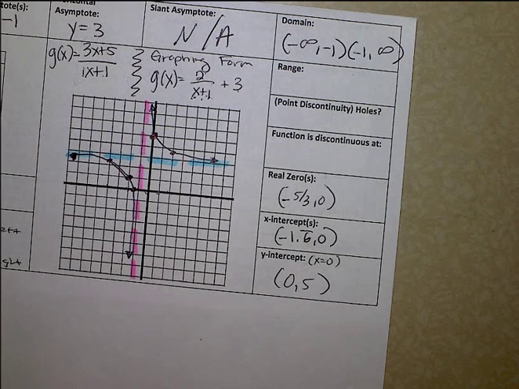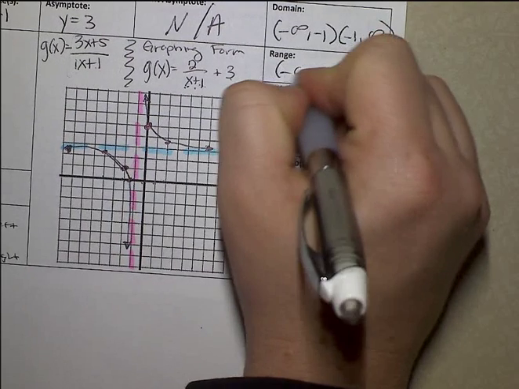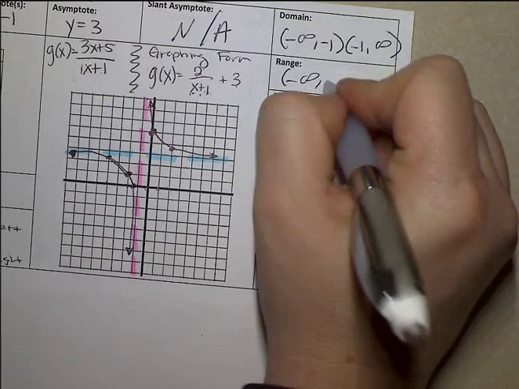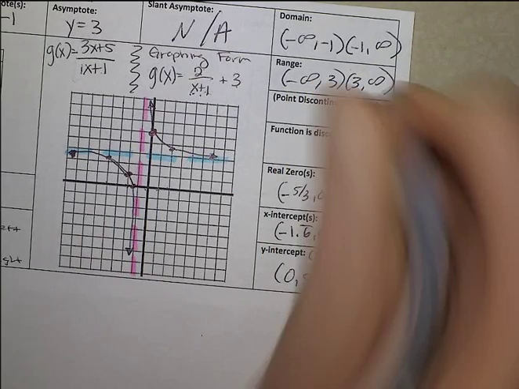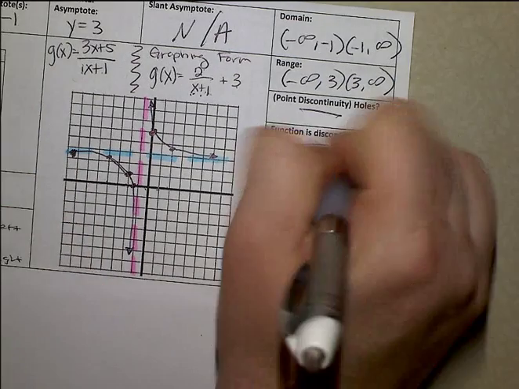The range will be from negative infinity all the way up to 3, not touching, and from 3 to positive infinity. I'm going to put lines through these because at this point you don't have to do those in this class.